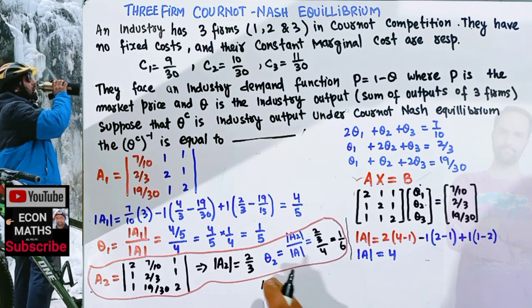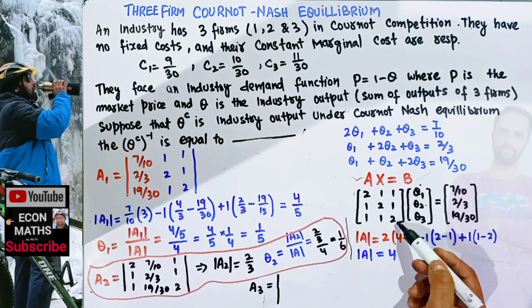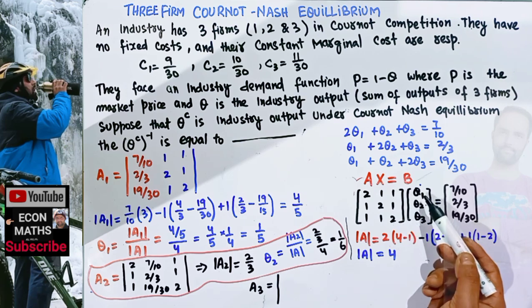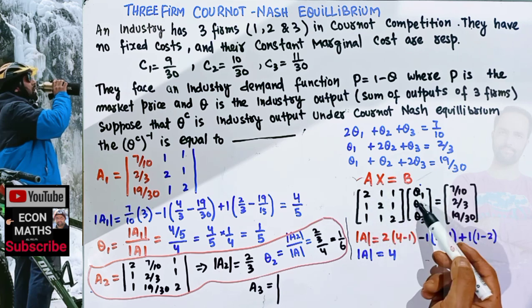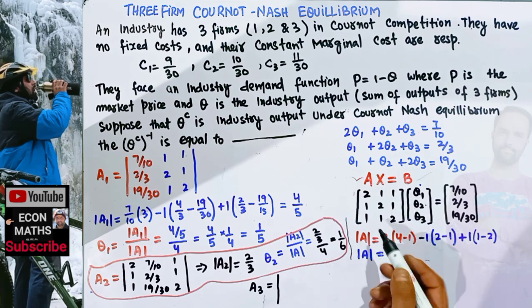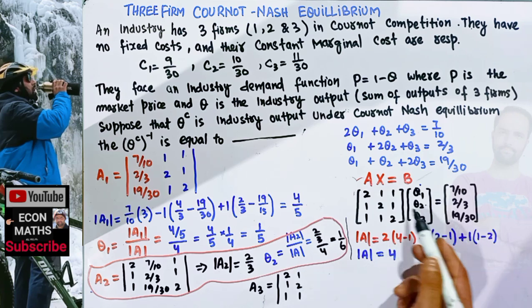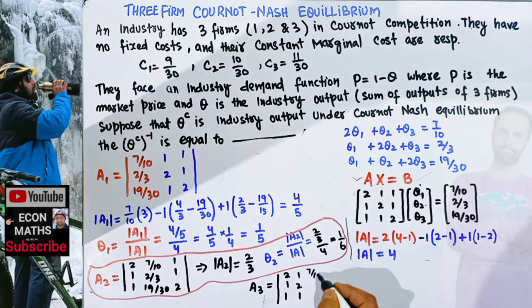We form a new matrix A3 in such a way that, to find the value of Q3, we replace the third element. Simple thing: to find Q1, we replace the first element; to find the value of Q2, we replace the second; to find the value of Q3, we replace the third. So we have 2 1 1, 1 2 1, and then in place of the third column we write 7 upon 10, 2 upon 3, and 19 upon 30.